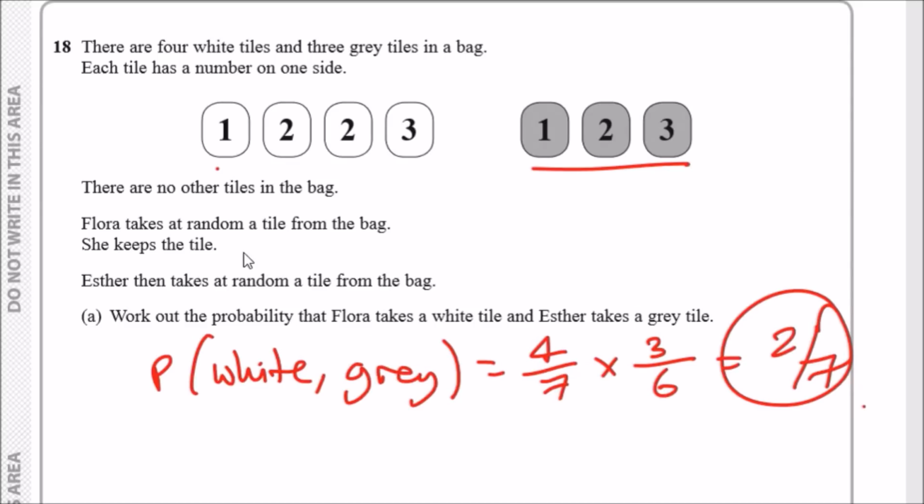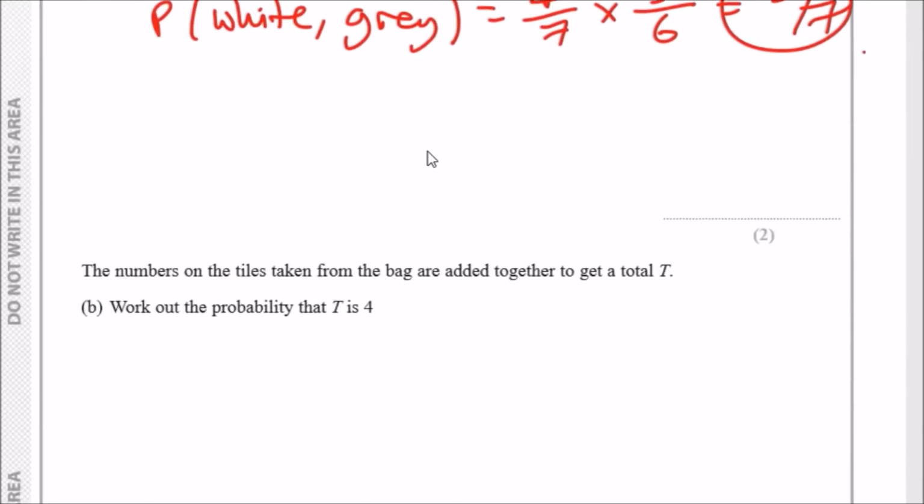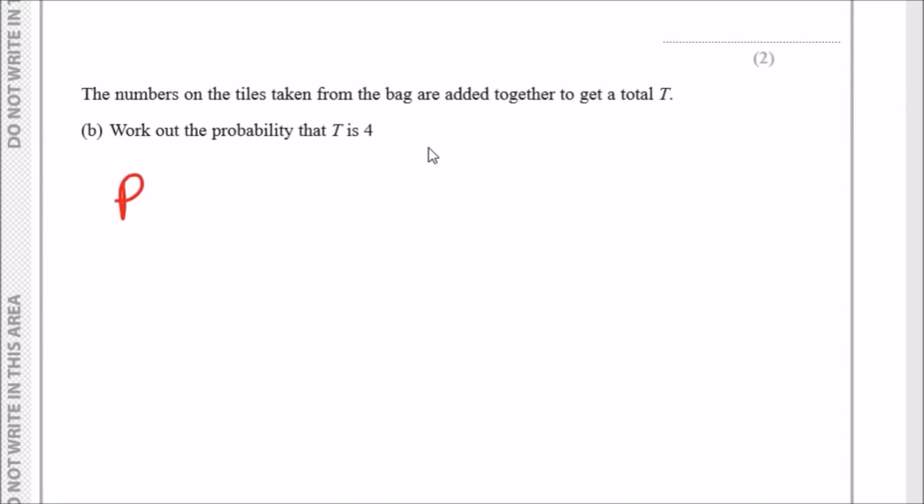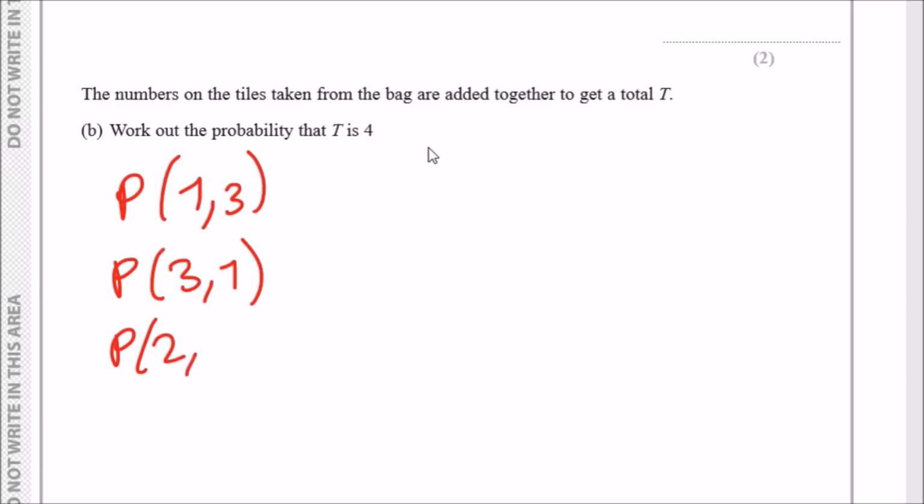Well, we can see that we can make 4 using 1 and 3, or 3 and 1, and 2 and 2. That's really it. So we could say find the probability of getting 1 first and then 3, or the probability of getting 3 first and then 1, or the probability of getting 2 first, then 2 again. So let's do the counting, yeah?